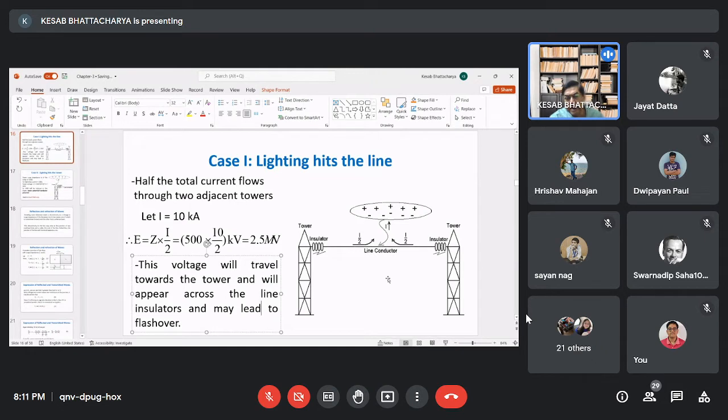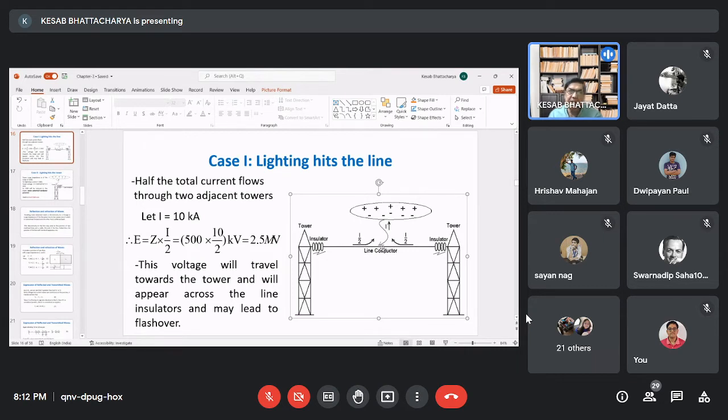Do you understand this? What happens when the lightning hits the line conductor directly? What is the magnitude of voltage drop or traveling voltage along the transmission line which appears across the insulators and other equipment connected to the system? Huge overvoltage, 2.5 million volt.